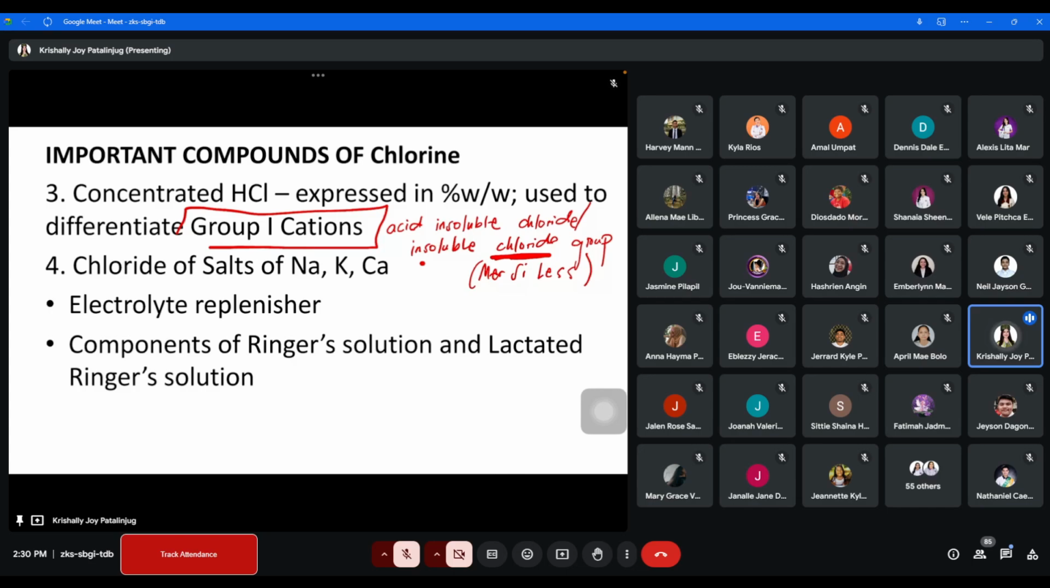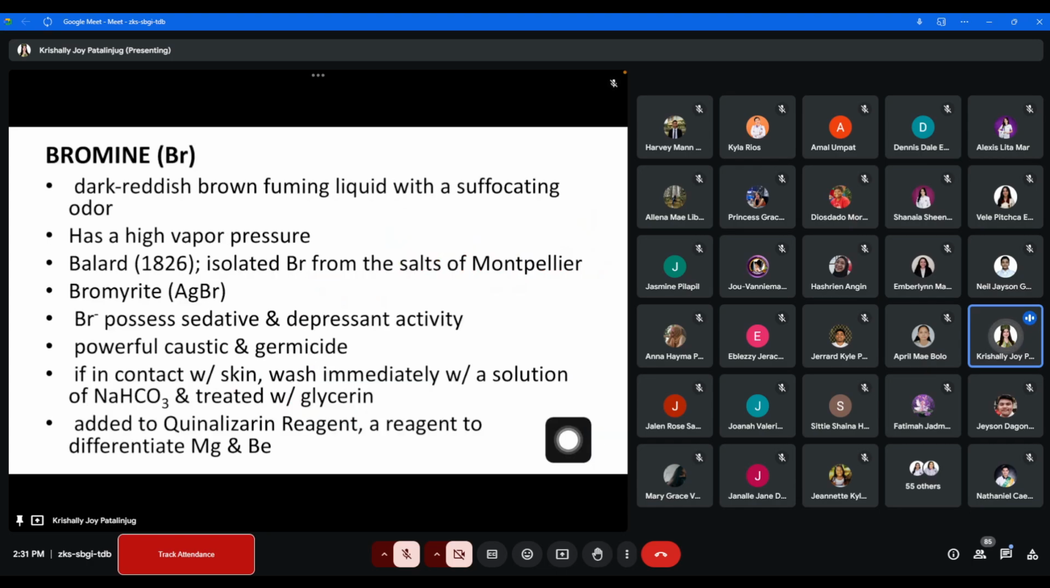Next, mga chloride of salts ng sodium, potassium, and calcium. Ito, nasabi na din to. Yung sa Ringer solution, diba? Ang chloride content doon are sodium chloride, potassium chloride, calcium chloride. Lactated Ringer solution, may dagdag lang na sodium lactate. Okay? So, done with the first two. Ang third is bromine. Diba? Tapos na sa fluorine, chlorine, then sunod, bromine.